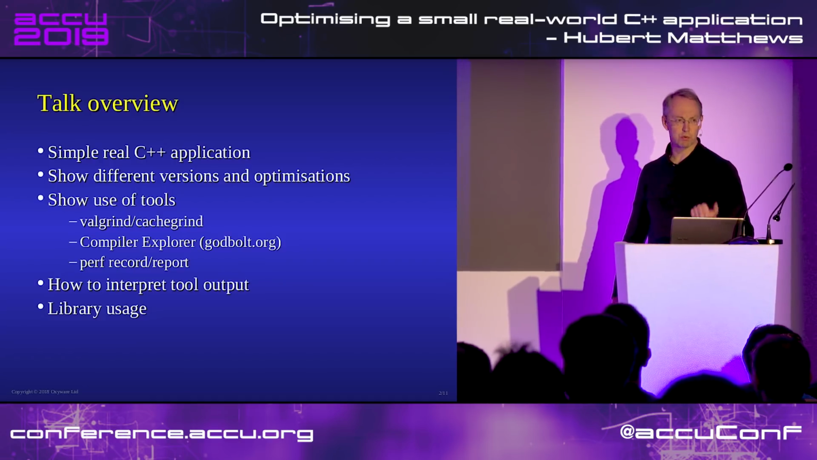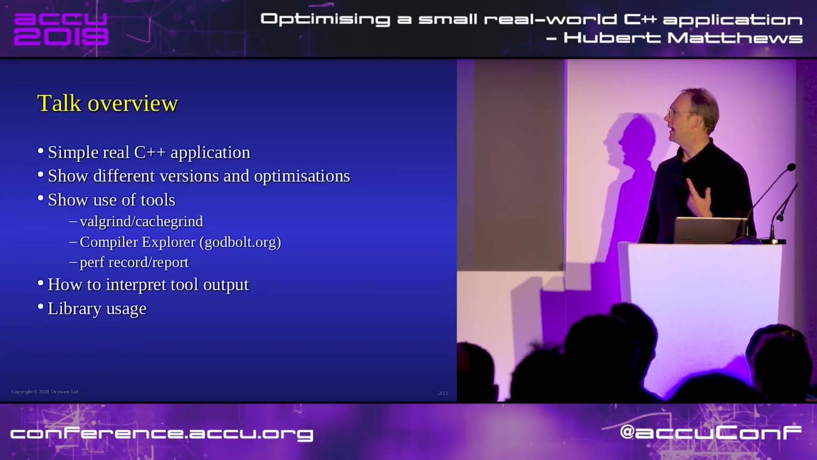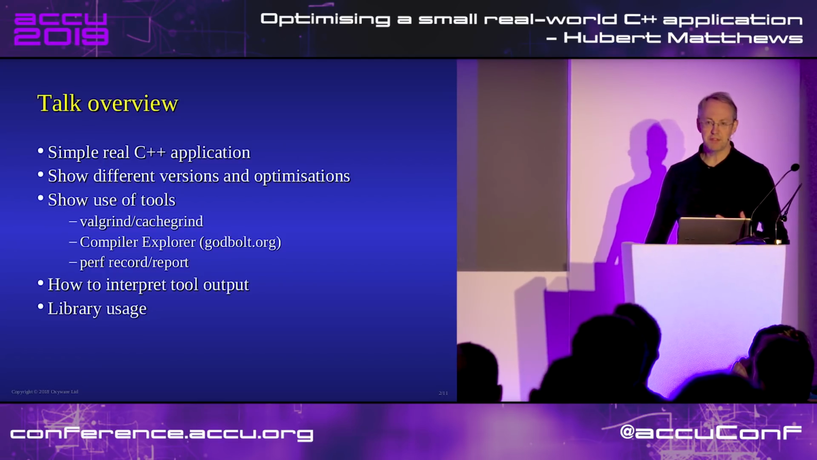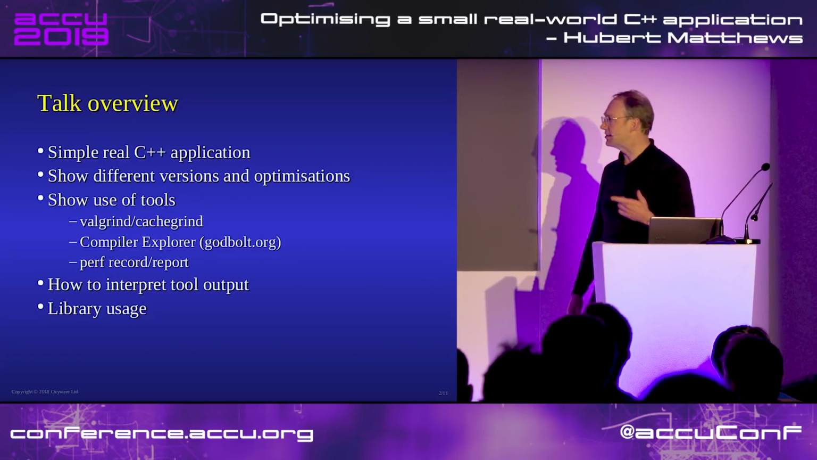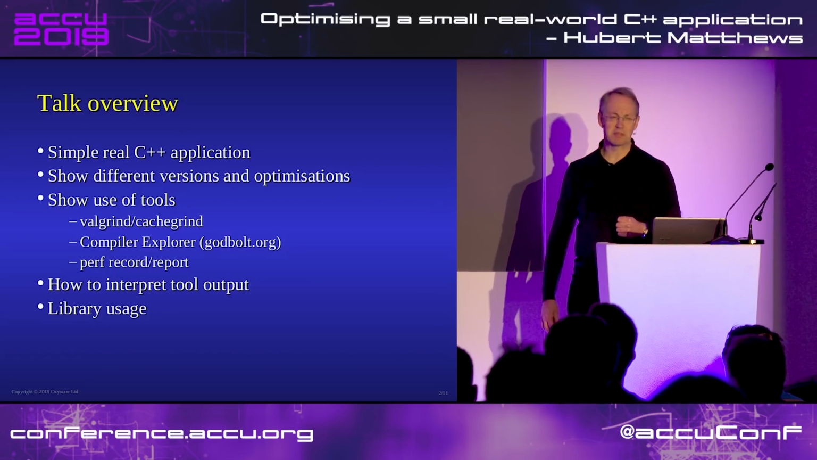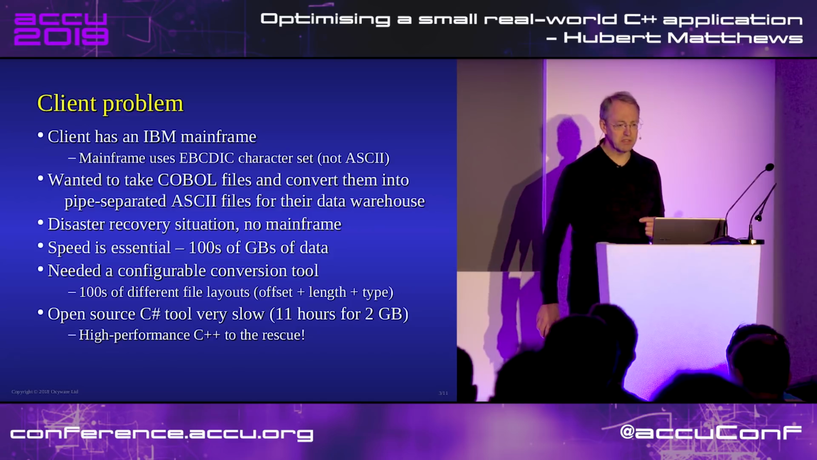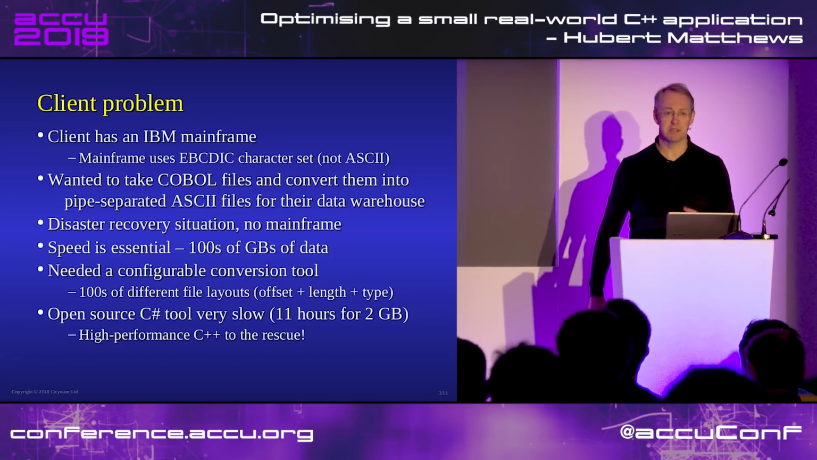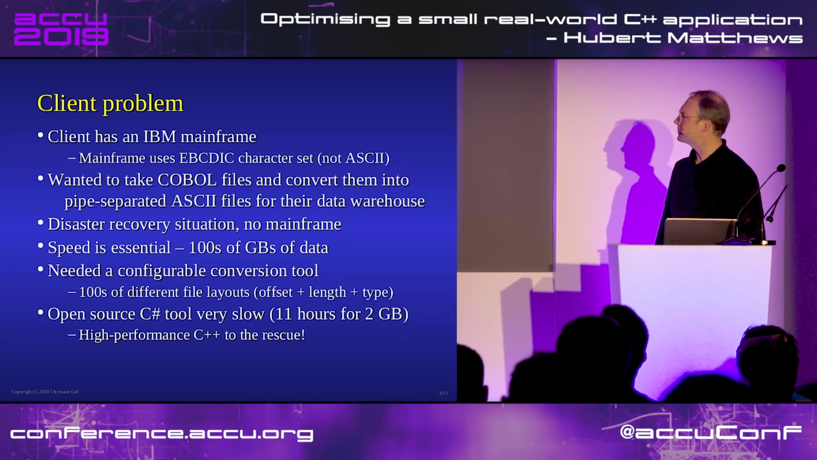I want to show use of tools, so things like valgrind, particularly the cachegrind tool, and compiler explorer, perf, strace, a few other things like that. How to use these tools, how to interpret their output, and how I use bits of the C++ library. So it's a relatively standard, straightforward piece of code. There's about 150, 200 lines for the whole thing, plus a large amount of the JSON library.